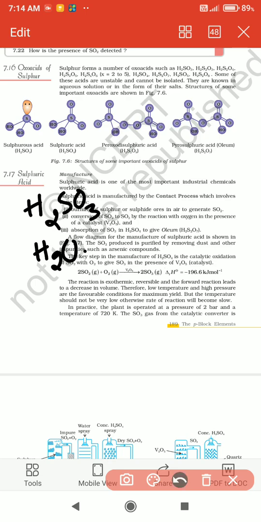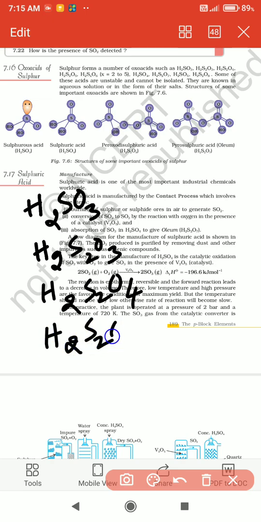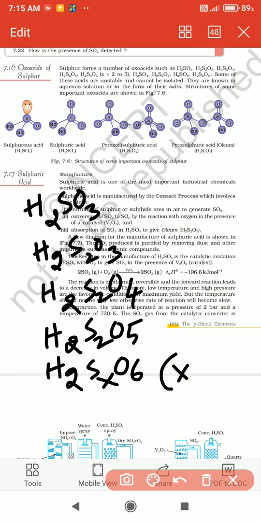Next one is H2S2O4, and the next one is H2S2O5, and the next one is H2SxO6, where x is nothing but 2 to 5. So 2 to 5 sulfur atoms we can place instead of x.